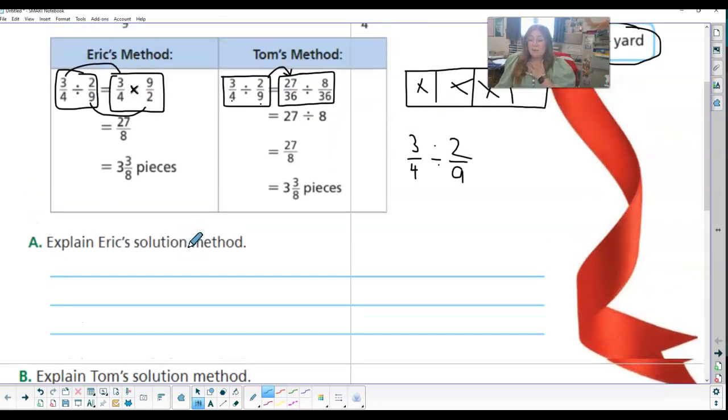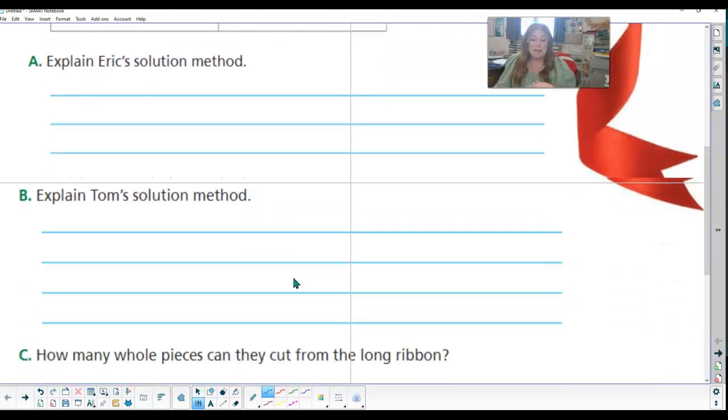Honestly, if I'm doing this problem, I'm going to do it Eric's way. I think this was much easier, but this is another way you can do it. So go ahead and explain Tom's method there.